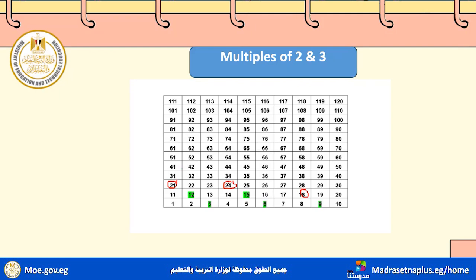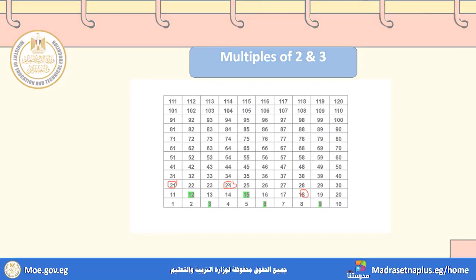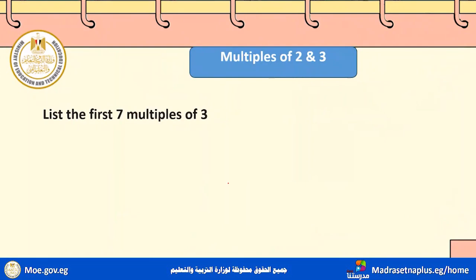So the first multiple of 3 is 3. Next 6. Next 9. Next 12. Next 15, 18, 21, 24, 27, 30, 33, 36, 39, 42, and so on. Don't forget, the 120 chart is a good helper for you. Now, let's write the first 7 multiples of 3. You can use the 120 chart to help you, or you can get them by yourself.